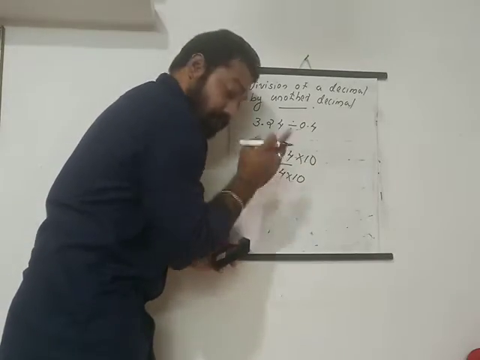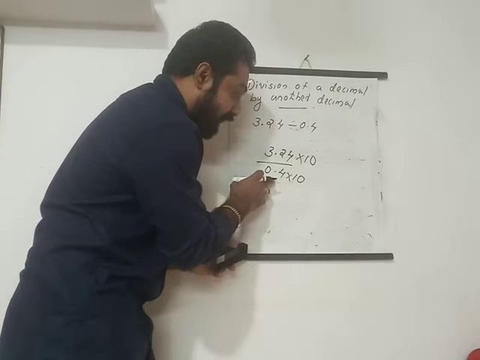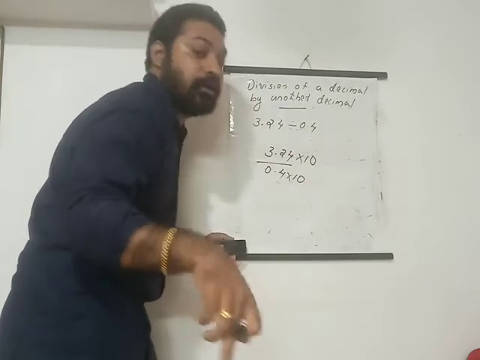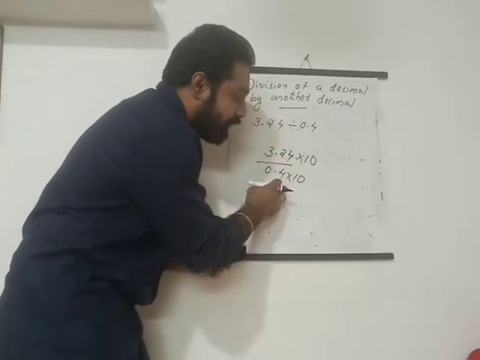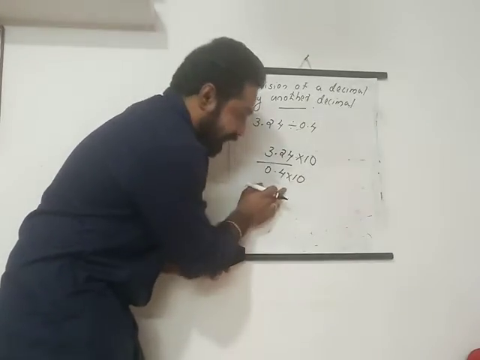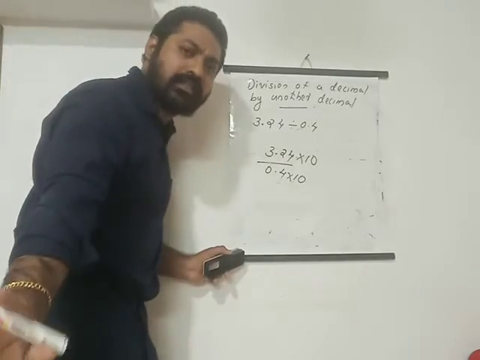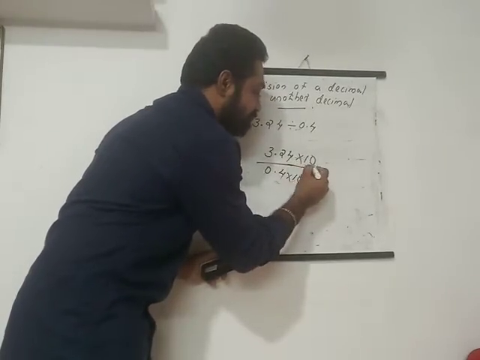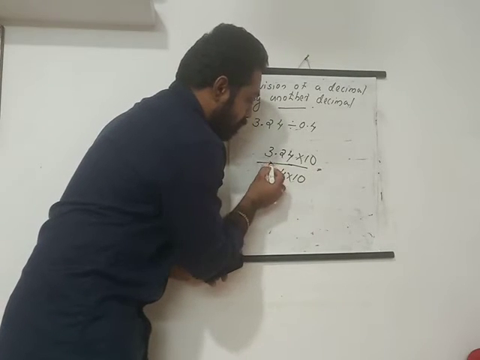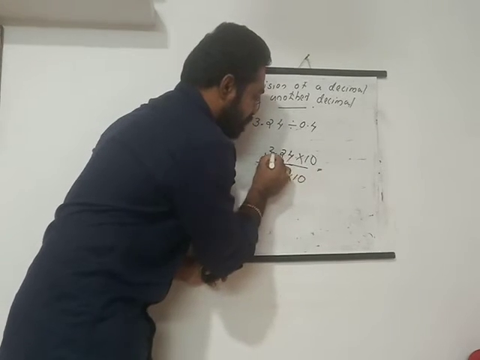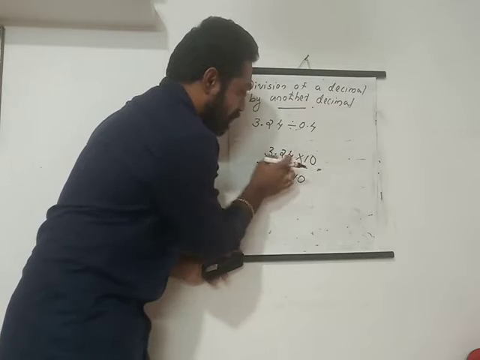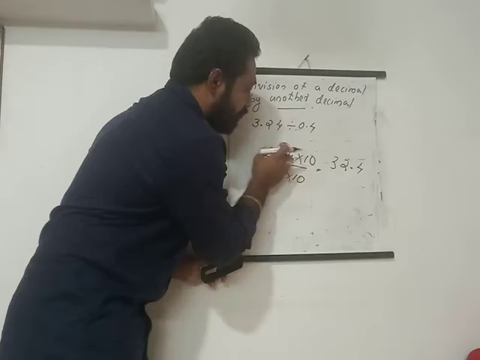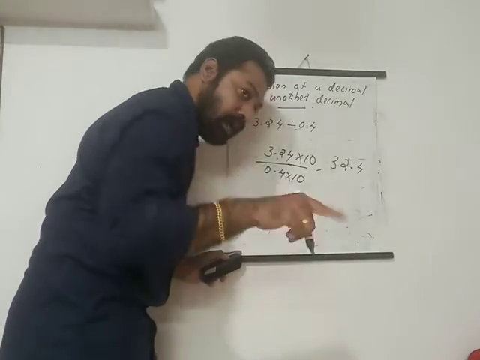So my need is that I want to convert this decimal number into a whole number. For that I multiplied it with 10. So the same thing I have to do in the numerator. After multiplication, what is the answer I will get? When I am multiplying 3.24 with 10, this point goes to here, isn't it? It becomes 32.4. We learned that one. If you have not learned, you have to learn it first.